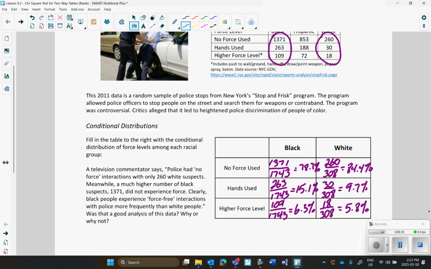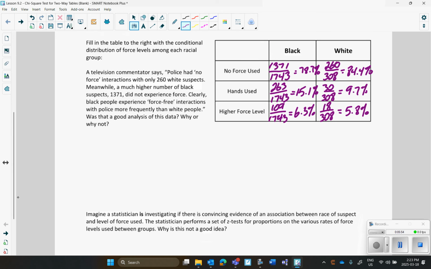I mean, yes, I suppose you could say that just by looking at these two numbers, but what tells a different story? The percentage, right? There's actually a higher percentage of white people that encounter no force interactions than Black people. Okay? So the numbers are technically correct.